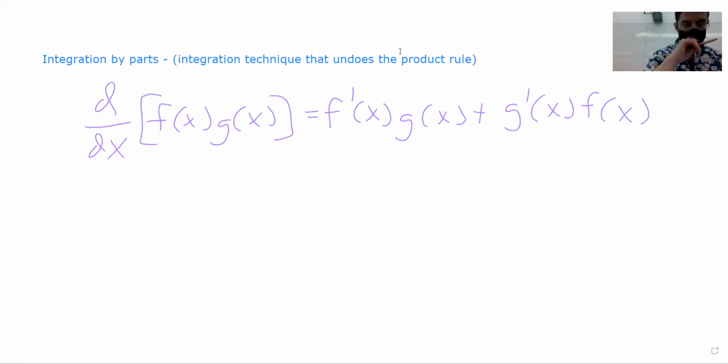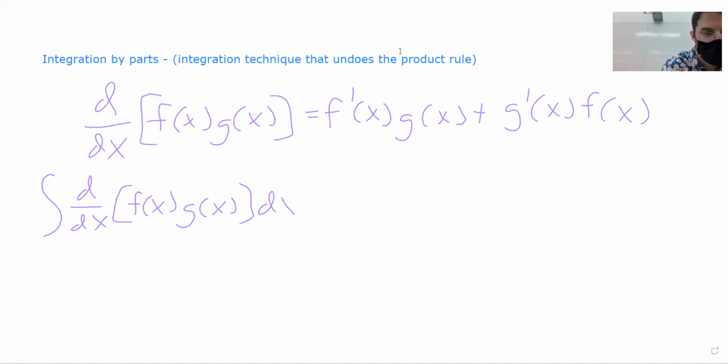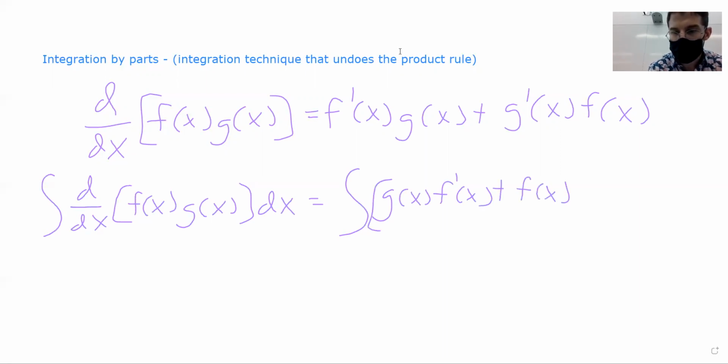So let's try something real quick. Let's integrate both sides of this equation. After all, we're talking about integration techniques. So let's introduce some integrals and see what happens. The integral of f prime of x g of x plus f of x g prime of x dx. So we started with what was there before, then just took an integral of both sides with respect to x.